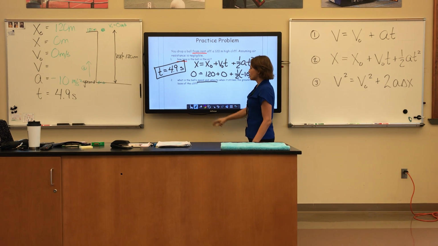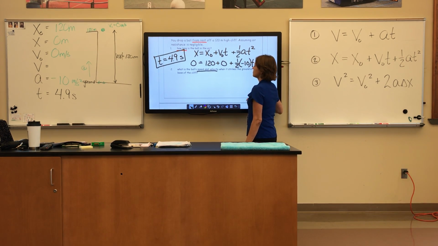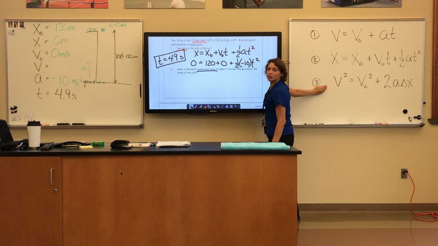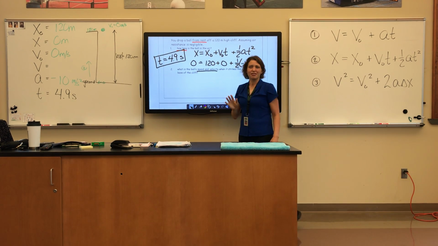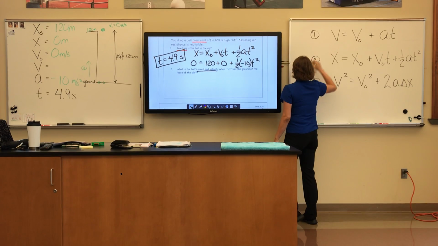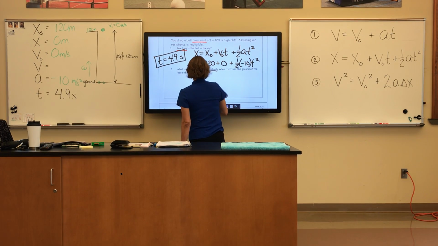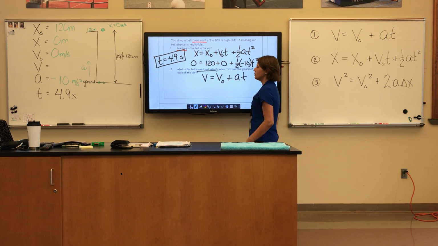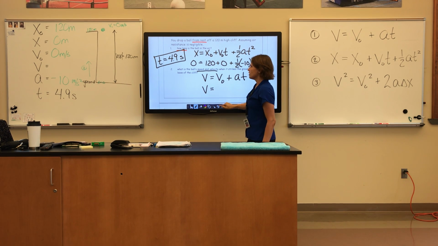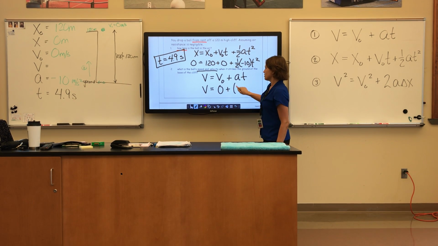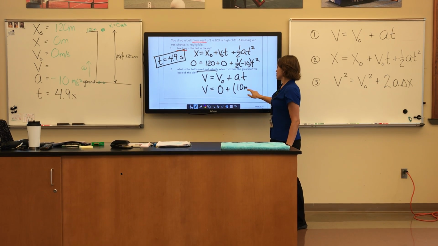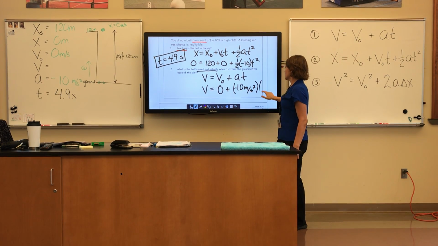So which equation should I use to find the final velocity? Equation 1. Sure, let's use equation 1. At this point, I could also use equation 3, but it's got a lot more stuff to do, and I don't feel like doing all that extra stuff. This will get me there immediately, in 1 step. All right, final velocity equals initial velocity plus acceleration times time. Final velocity, unknown. Initial velocity is 0 plus 10 meters per second squared in the negative direction times 4.9 seconds.